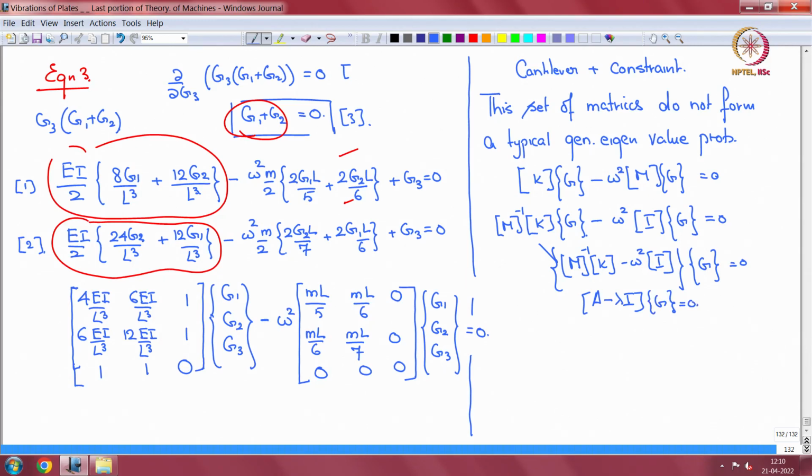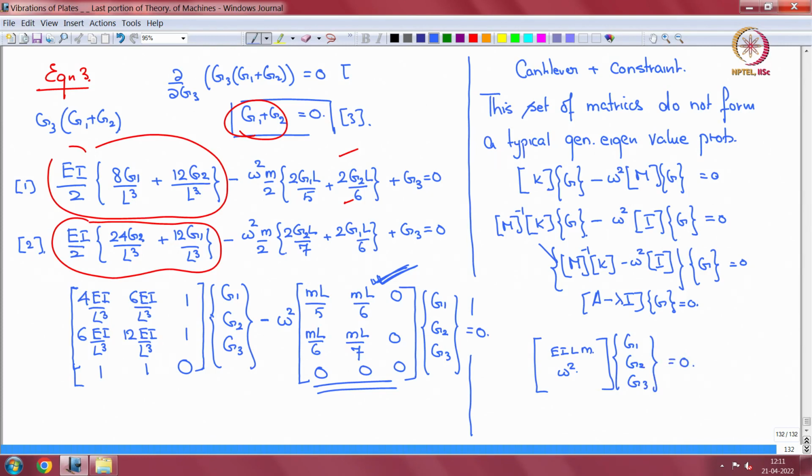Okay. However, in this case, if I try to do an M inverse, there is no inverse here. You can't do it because of these zeros. It's just an augmented matrix. Yet it can be solved. So you have a matrix now with all properties E, I, L and M and omega square, and you have G1, G2 and G3 equal to 0.